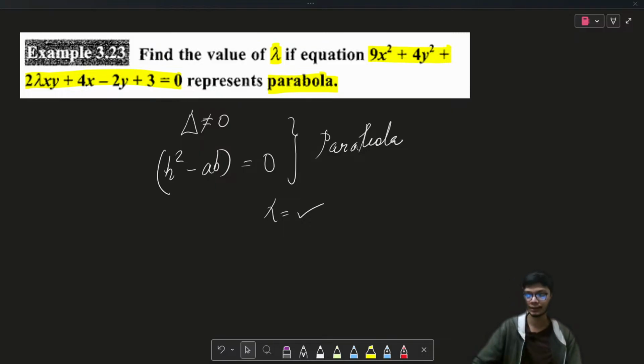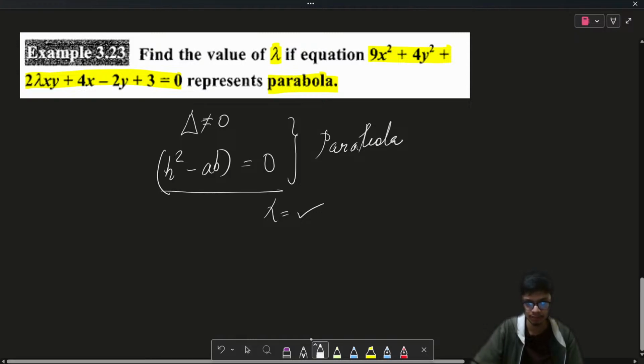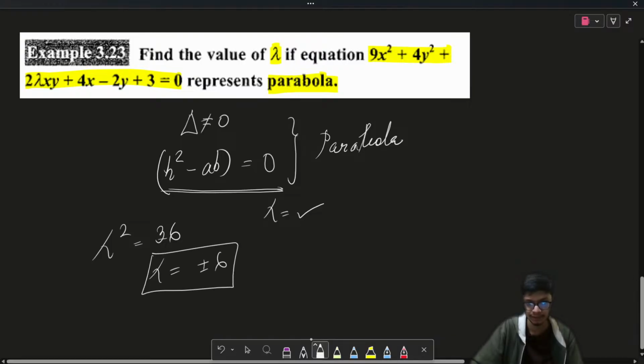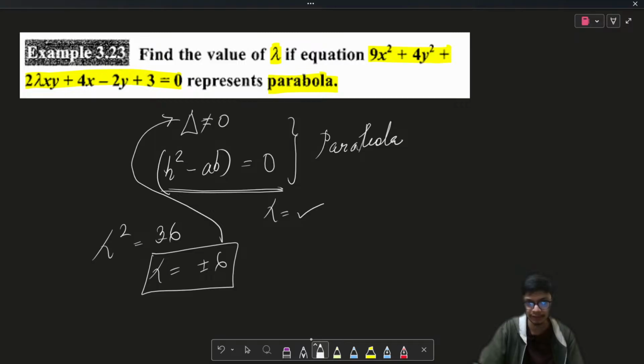If you solve it in order to find the value of lambda, that is, if you use the expression h square minus ab equals 0, in this case you will get lambda square coming out as 36. So from here I will have two values of lambda, that is plus or minus 6. But how to decide which value of lambda actually satisfies it? It depends on this particular expression, that is, for which value of lambda I have a non-degenerate conic.